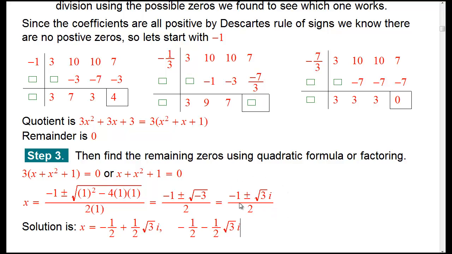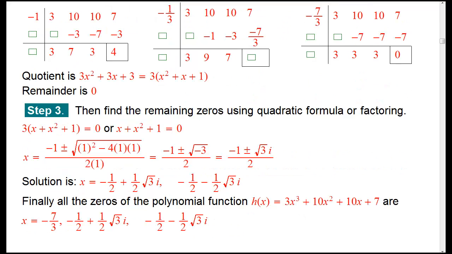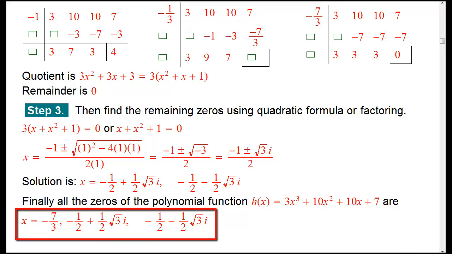Whenever you have a root like that, always write it in the standard form for complex numbers. So real part plus imaginary part. So separate it out and reduce if possible. So now we have all our solutions, and so h of x has the zeros negative 7/3, which we got from doing the synthetic division, and then negative 1/2 plus 1/2 square root 3i, negative 1/2 minus 1/2 square root 3i. Those are all the three zeros of this cubic polynomial.